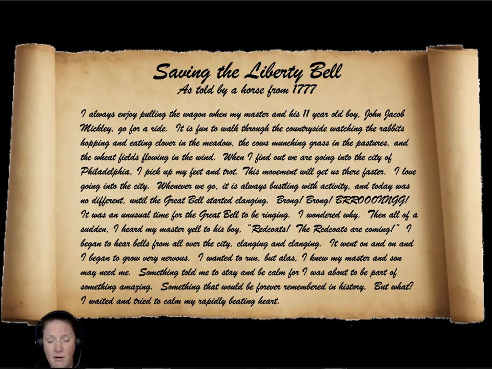Brong, brong, brong. It was an unusual time for the great bell to be ringing. I wonder why. Then all of a sudden, I heard my master yell to his boy, "Redcoats, the redcoats are coming." I began to hear bells from all over the city clanging, clanging. It went on and on.